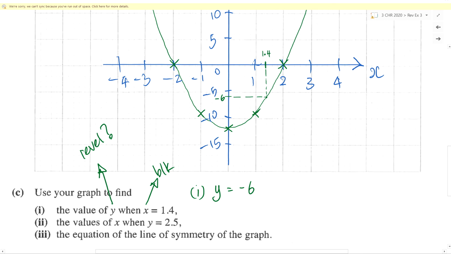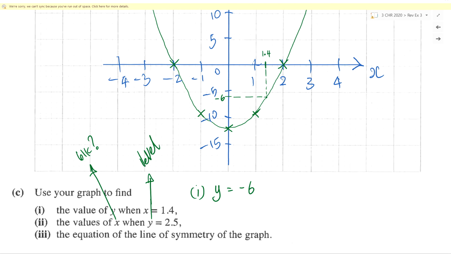Next, values of x when y equals to 2.5. Now it is reversed. This time, they want the block. Find the block when the level, that is y, is 2.5. So take the leaf up to level 2.5. Somewhere here.